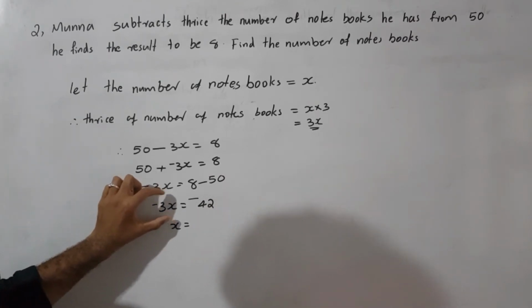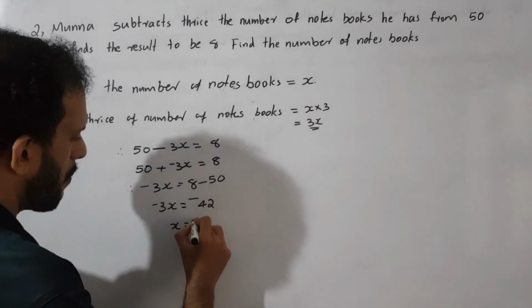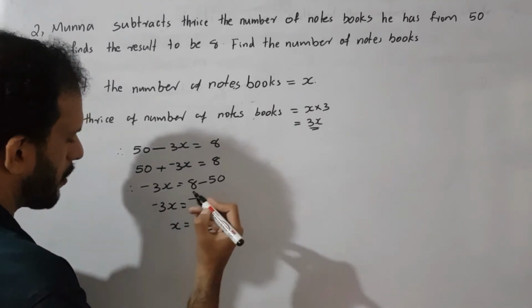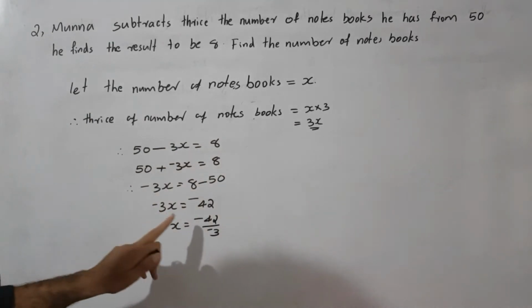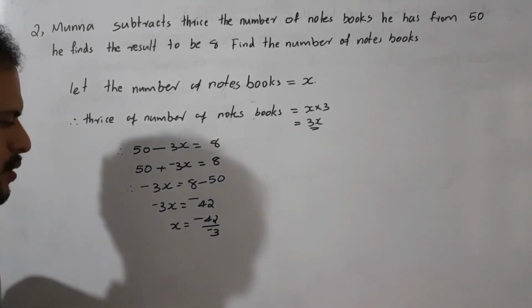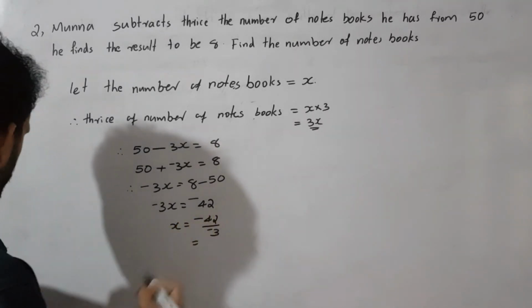Then what do we do? Minus 3 and x is minus 3x, meaning minus 3 into x. So at the time of transposing, it is divide. Minus 42 divided by minus 3. Then it's very clear: we are dividing two negative integers, two negative numbers, correct? So the answer is positive.